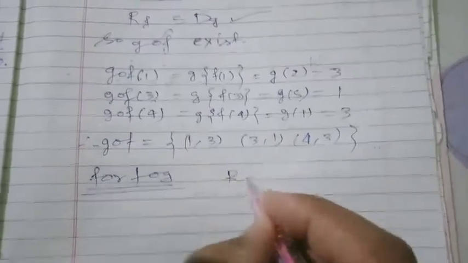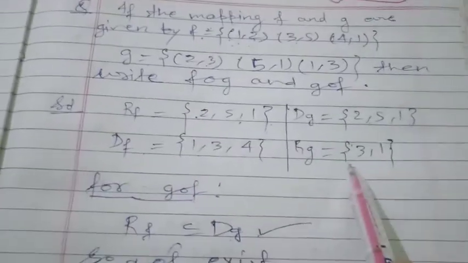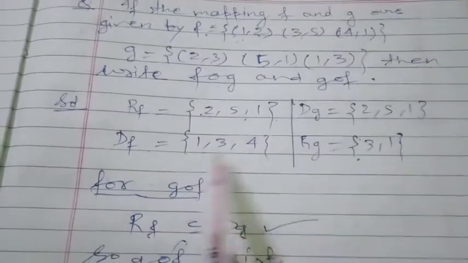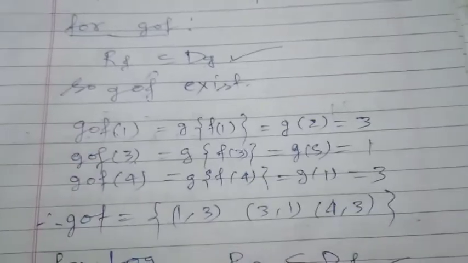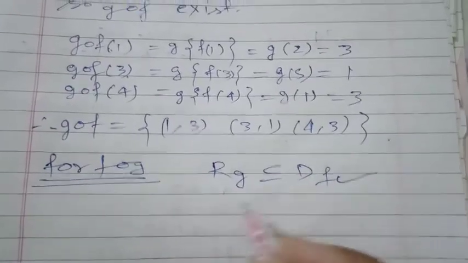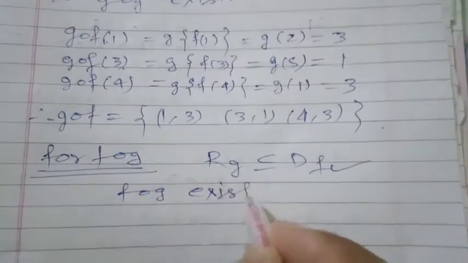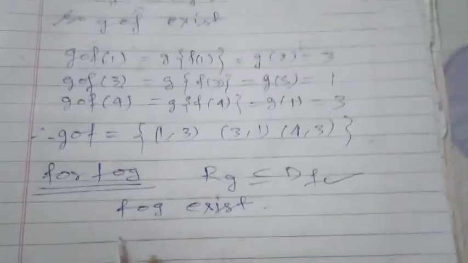And same way if you want to find f∘g, we have to check whether range of G is a subset of domain of F. So what is the range of G? {3, 1}, and domain of F {1, 3}. So we are getting here that the range of G is a subset of domain of F. So if range of G is a subset of domain of F, that means f∘g exists here. And if f∘g exists, then how will we find f∘g?